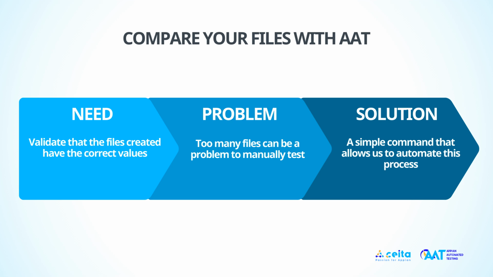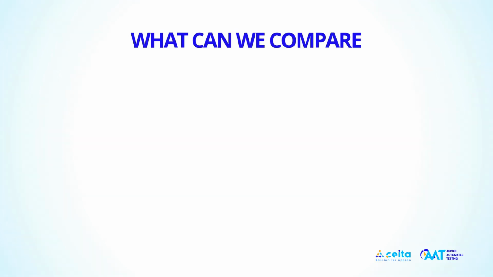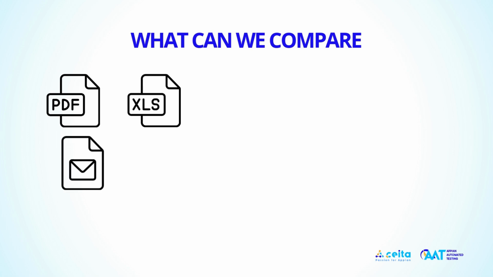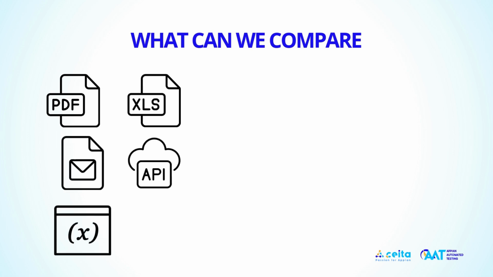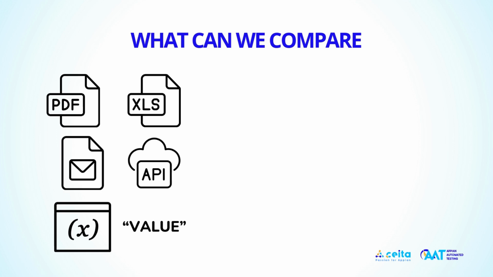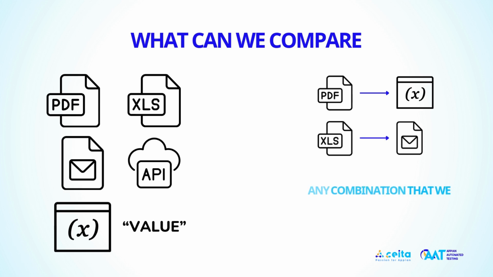With AAT, we provide the comparer command. This command allows you to compare 2 data sources regardless of their type. In other words, you can compare PDFs, Excel files, emails, calls to external systems, test variables, or even direct values. You can also compare between different types, such as a PDF against variables, an Excel file against an email, and so on.